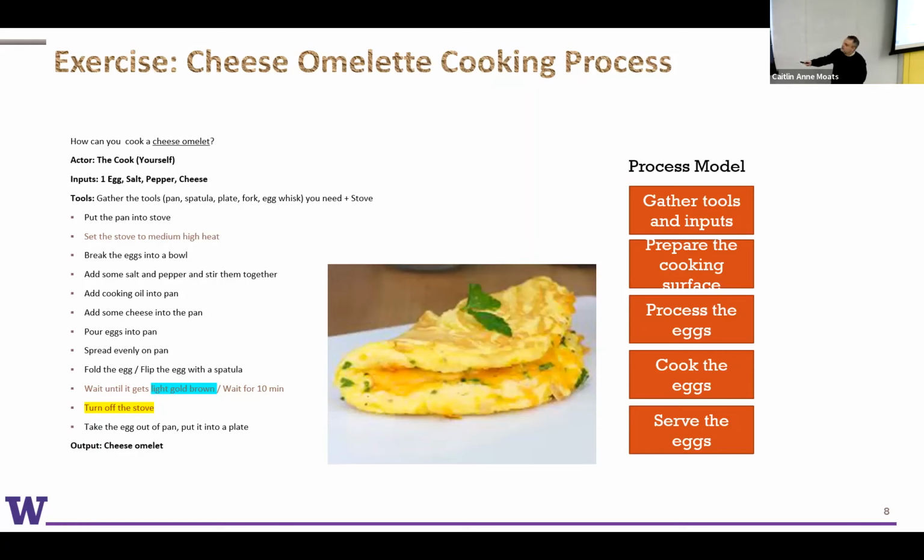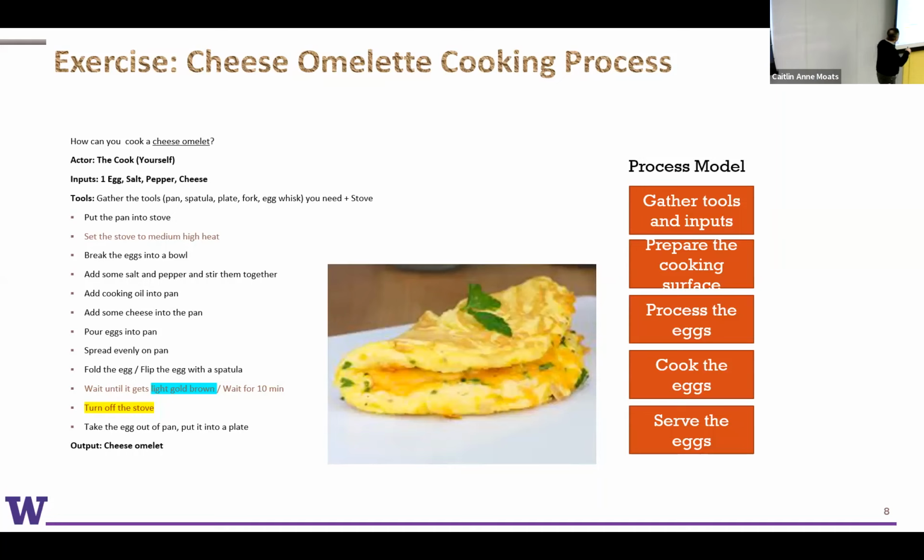Then you start talking about what you are going to do. You put the pan on the stove, set the stove, prepare the ingredients, and then break the eggs into the bowl. Add some salt and pepper, and stir them together. Add cooking oil. So you see that some of them are not in the input, so you have to add all the inputs here so that you get ready for the process.